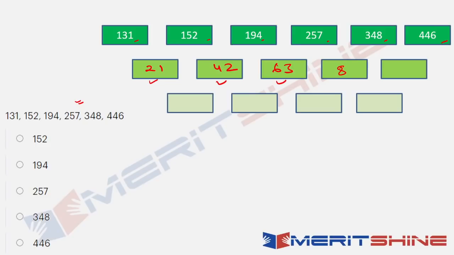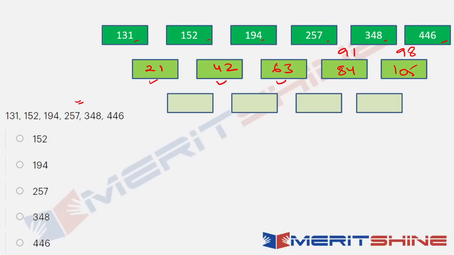This should be 84 and 105. Let's see what we are getting. 257. If I add 100, I'll be getting 357. This is 9 less. So I'm getting 91. If I add 100 to 348, I would have got 448. This is 2 less. So 98.